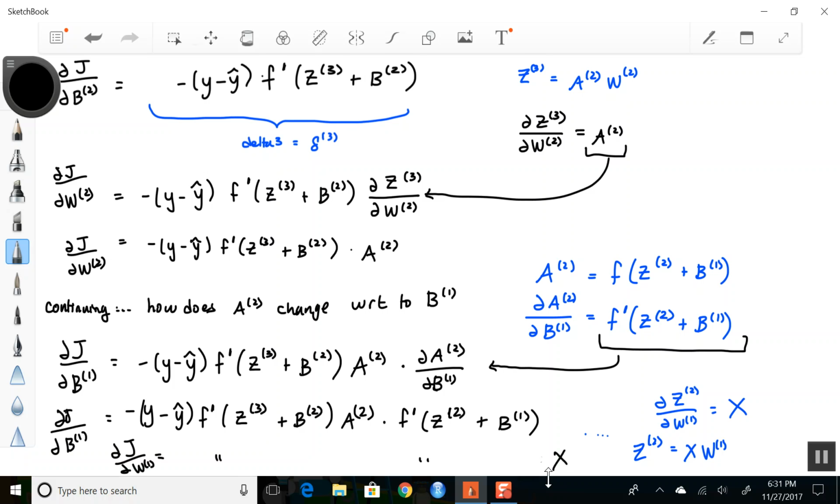Oh, I'm sorry. Part of these things got cut off on the edge, but are you guys able to see? All right. Does that help?